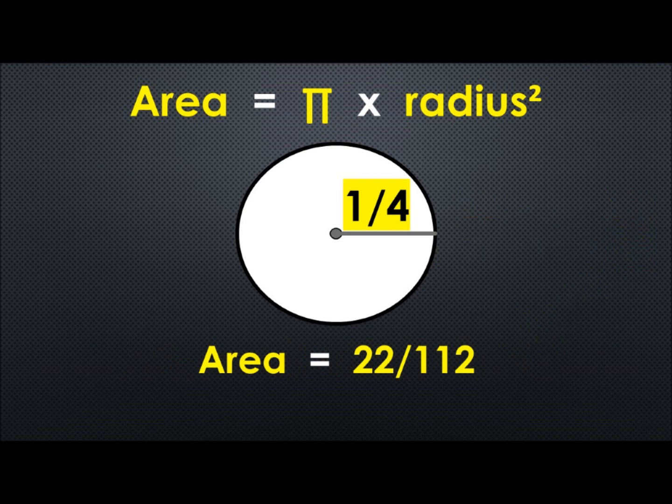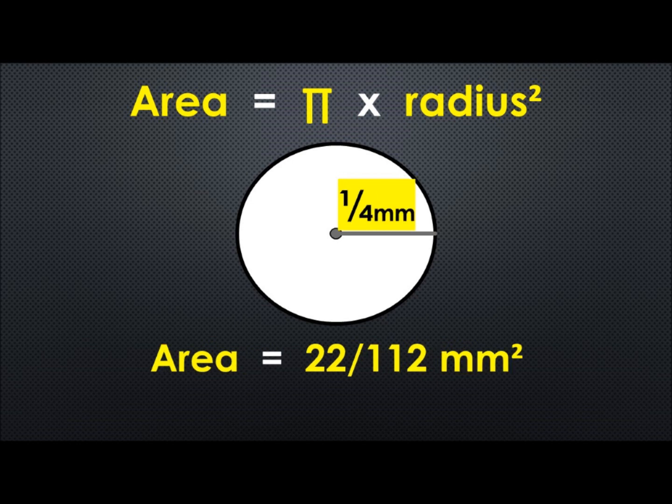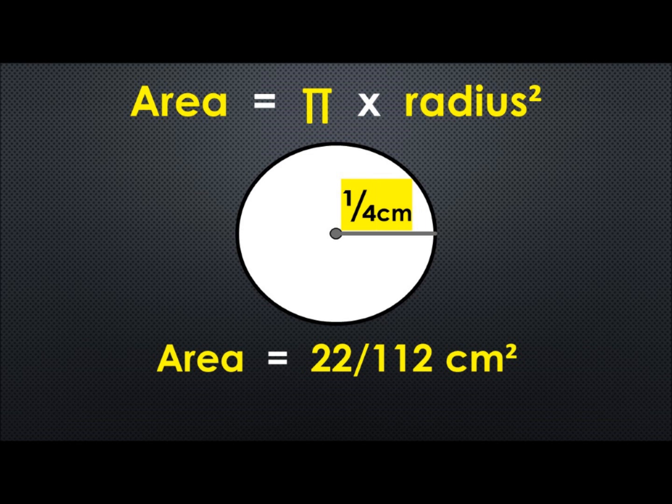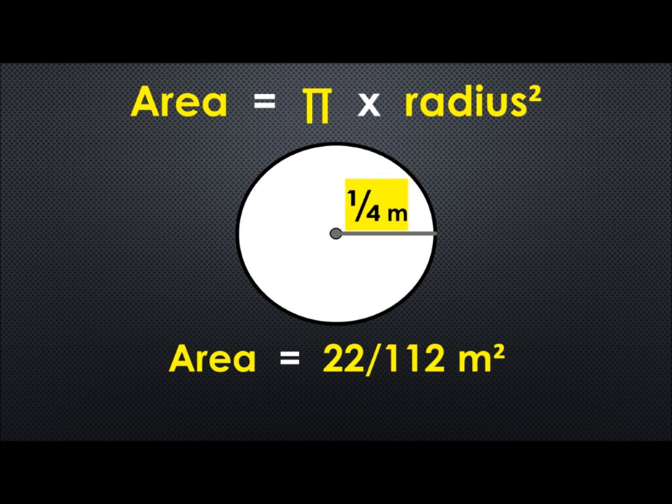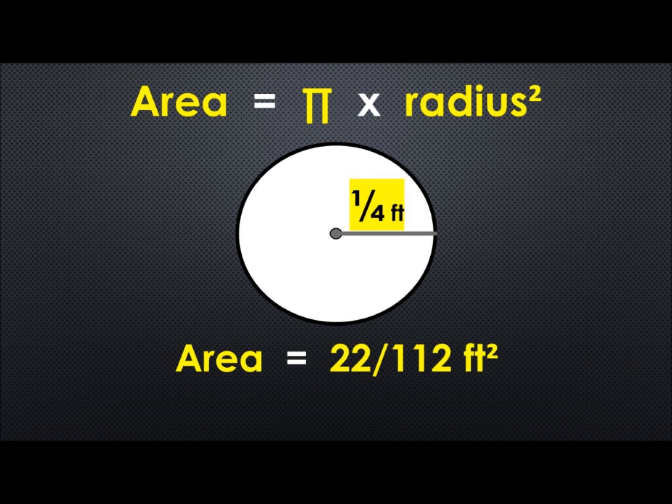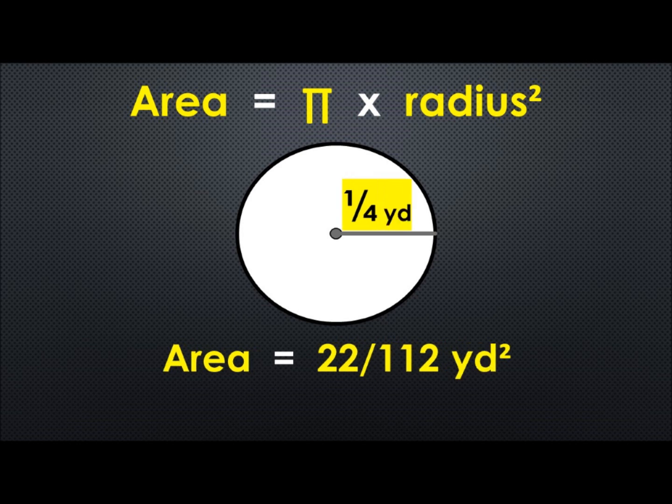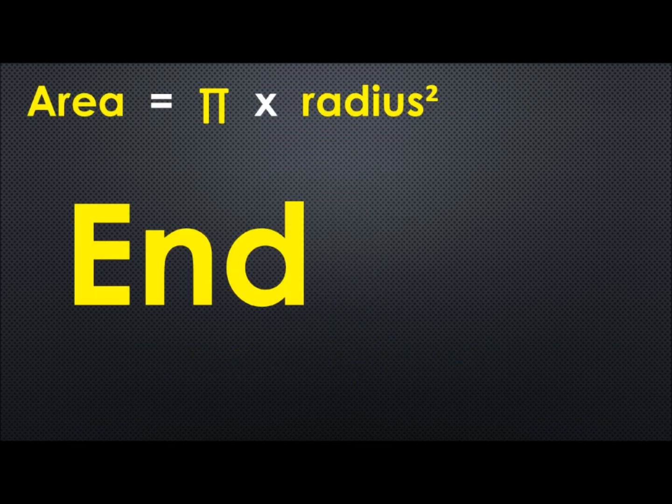Now that our work is done, we just have to add our labels. And we begin with millimeters squared, centimeters squared, meters squared. Moving over into the standard system for the United States, inches squared, feet squared, and yards squared. Take care and thanks.